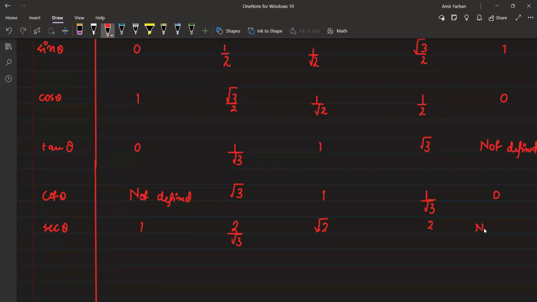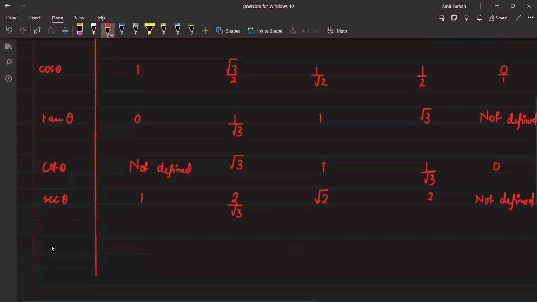Not defined. 1 by 0. Now if you reciprocate 1 by 0, it is 1 upon 1 by 0, so 1 upon 0 by 1. The 1 will go in the numerator, so it will become 1 by 0, and 1 by 0 is not defined. That is what we have done in cot and tan. Clear? Let's move to the next thing.